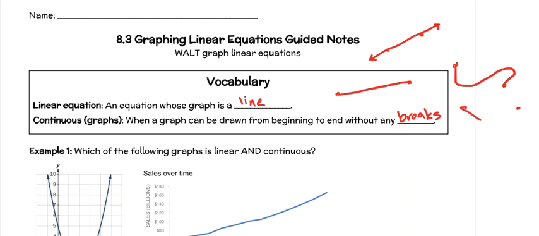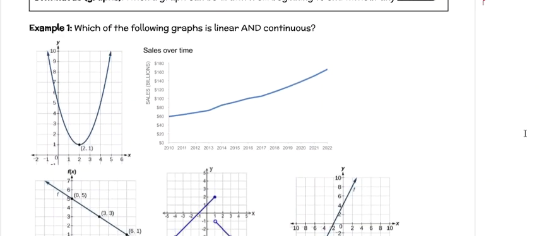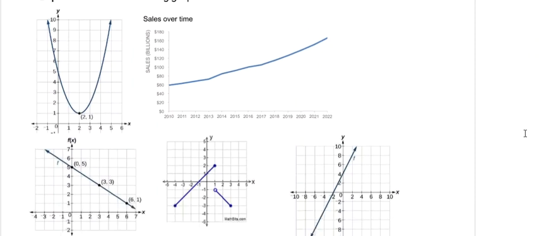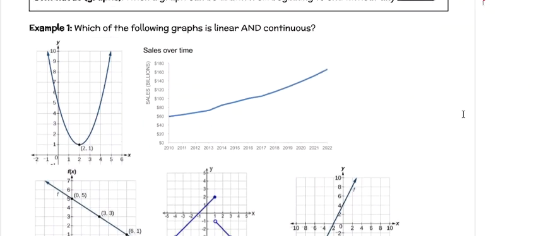This is not continuous because there's a break and you picked up your pencil. So continuous means there's absolutely no breaks. Look at these 5 graphs below. Which of the following graphs are linear and continuous? You can select more than one of them. I want you to think about it using those 2 words that I talked about up there: which of them are linear, that actually are a line, and continuous.